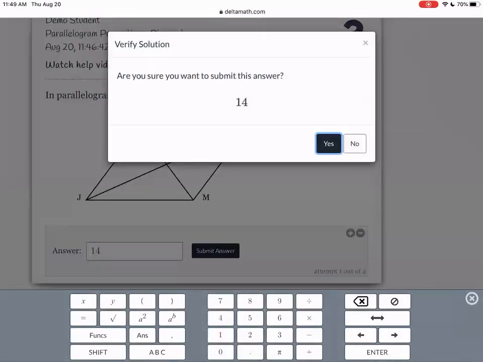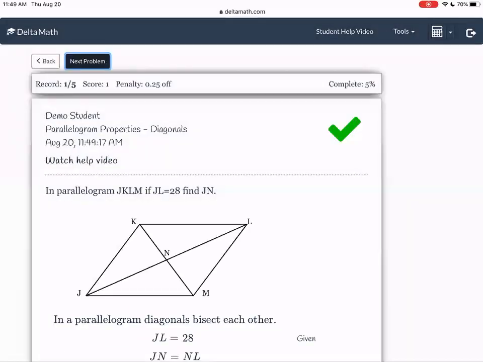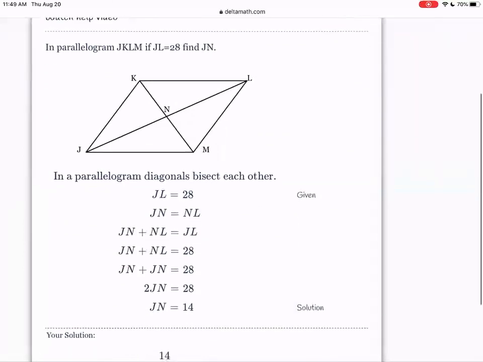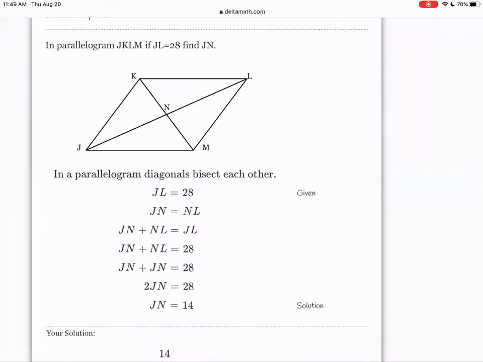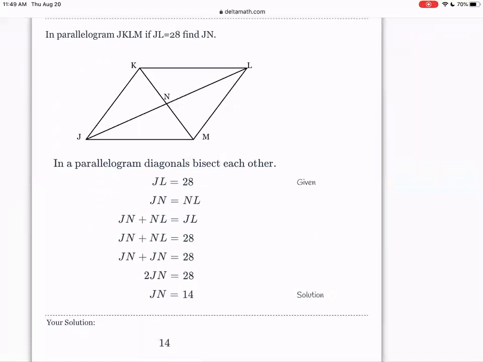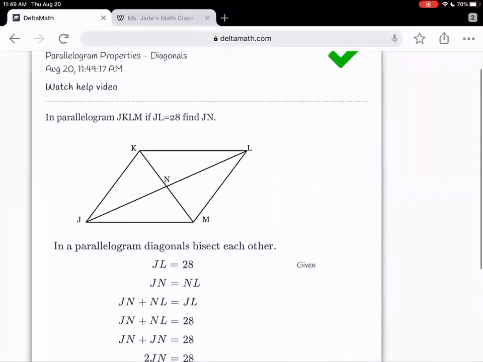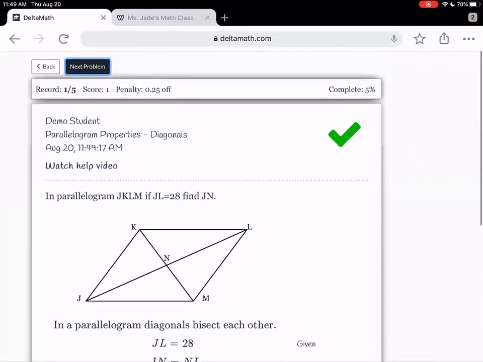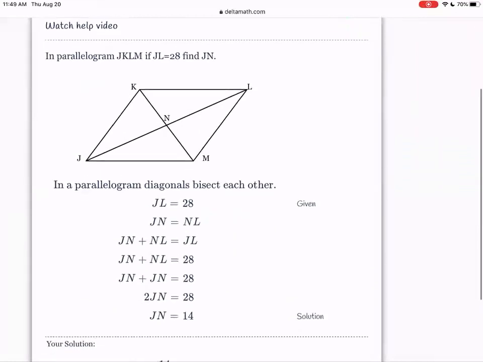Submit answer. It says, are you sure? I say yes. And that's good. Okay. And then it also gives you an explanation, just in case you were like a lucky guesser. It gives you an explanation to make sure you truly understand. Now, if that wasn't enough, you can also click this watch help video. Here, let me scroll. At the very top right, you see where it says watch help video? I can't point because you can't see my finger, but on the very top, sorry, top left, it says watch help video.